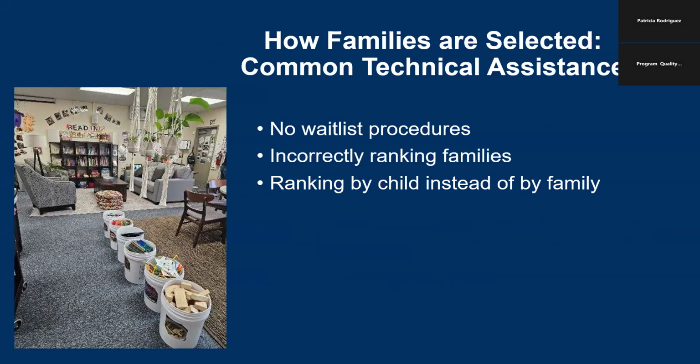Technical assistance issued in this section includes not having a waiting list procedure, incorrectly ranking families, and ranking an individual child in the family instead of the whole family. These can be avoided by ensuring programs have a waitlist procedure, regardless of waitlist need, that follows current priorities and guidance, and utilizes the most current family size and income ranking tool.